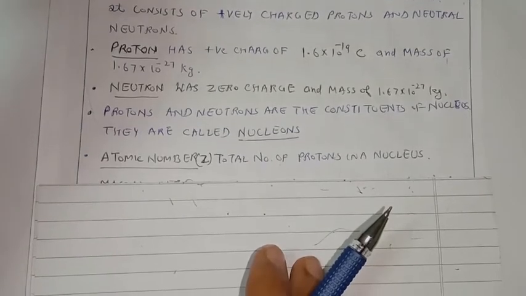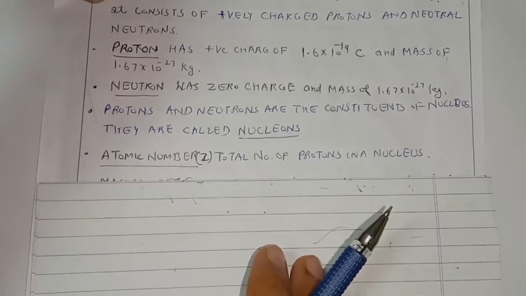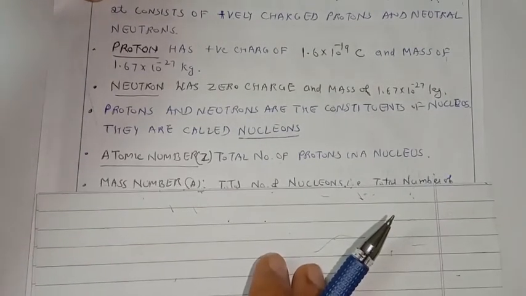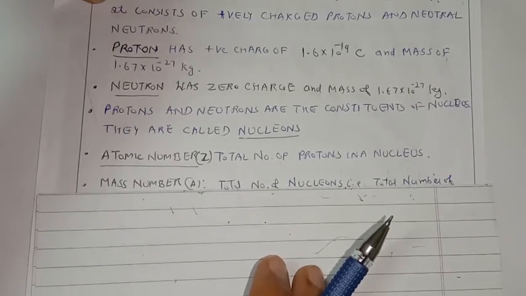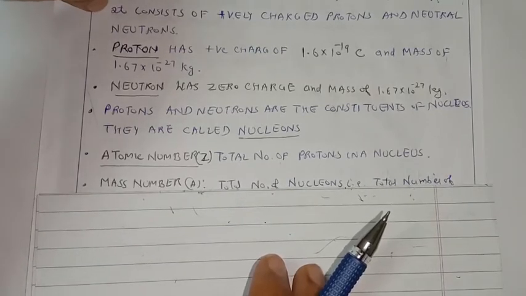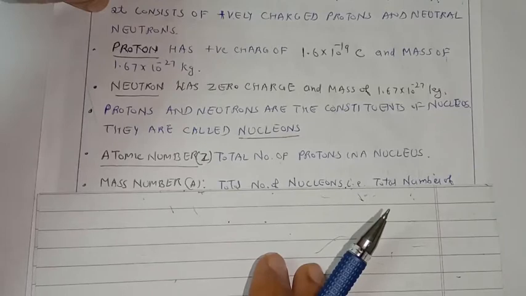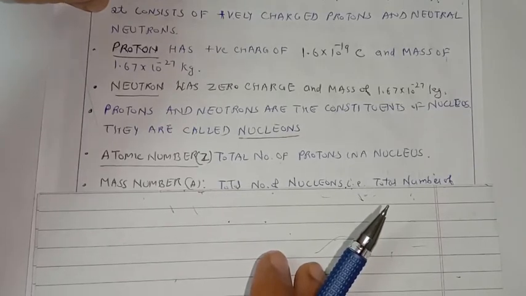Next, a few definitions. First, atomic number. Atomic number is represented by capital Z. It represents the total number of protons inside a nucleus. So atomic number is not based upon the number of electrons, but it is the total number of protons in the nucleus of an atom. For example, carbon has atomic number 6, so it has 6 protons inside its nucleus.